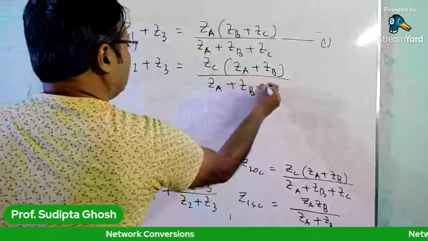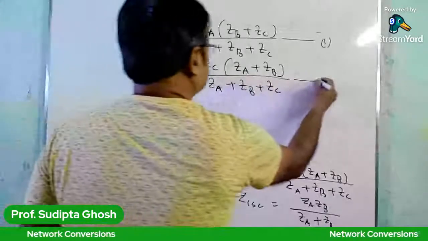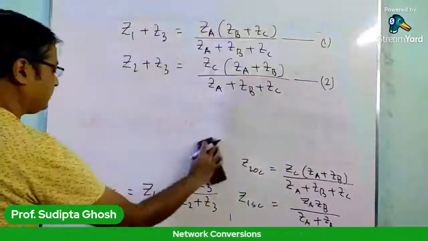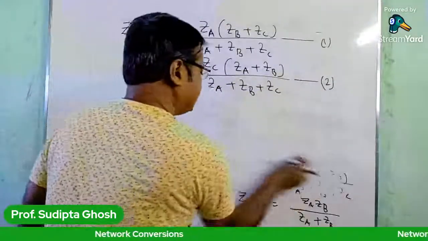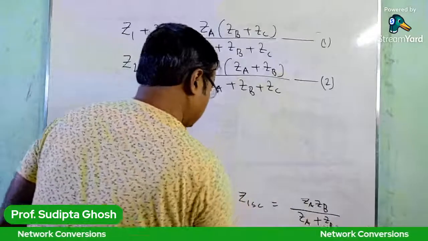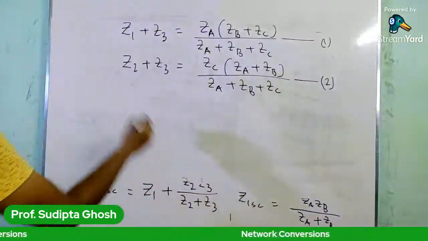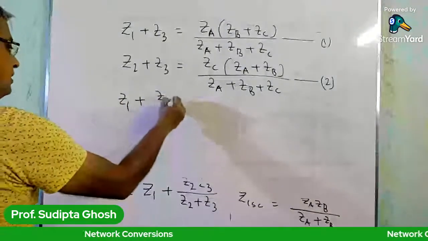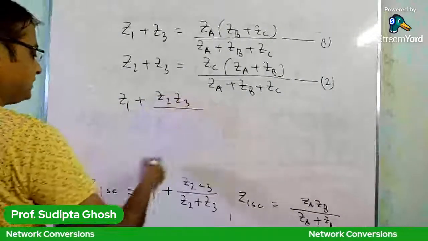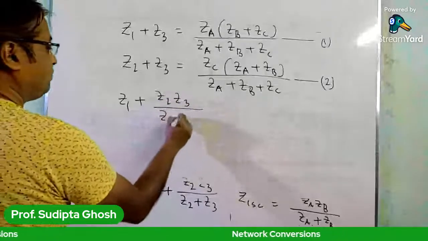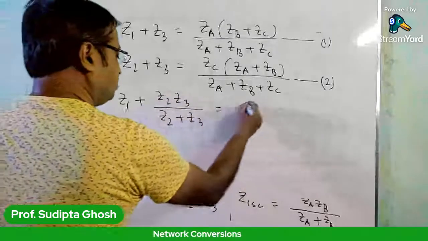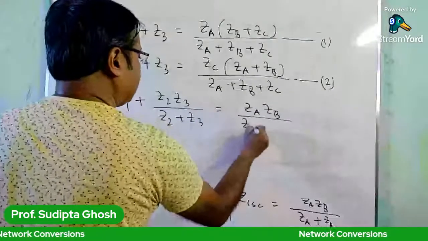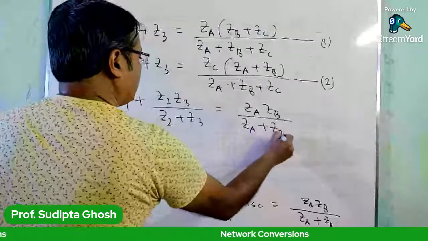So here only a simple thing is done, that is we are going to equate the external measurement terms, that is Z1 OC, Z2 OC, and last but not the least, we are going to equate again the Z1 SC, and it will give us Z1 plus Z2 Z3 by Z2 plus Z3 that equals to ZA ZB whole divided by ZA plus ZB.